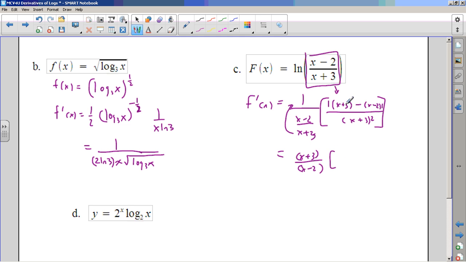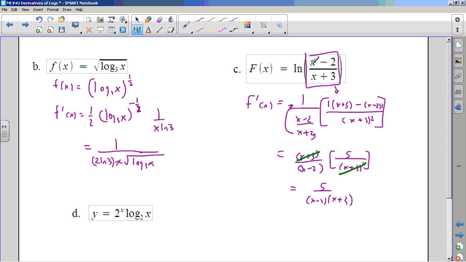And then I'm going to tidy up the top here. I've got x minus x, that's gone. 3 minus negative 2 is 5 over x plus 3 all squared. But notice that since I've got factors here, there's no pluses. I can cancel out an entire bracket there, and then I am left with the derivative 5 over, and then there was an x minus 2 from here and an x plus 3 from there. And there's the derivative.